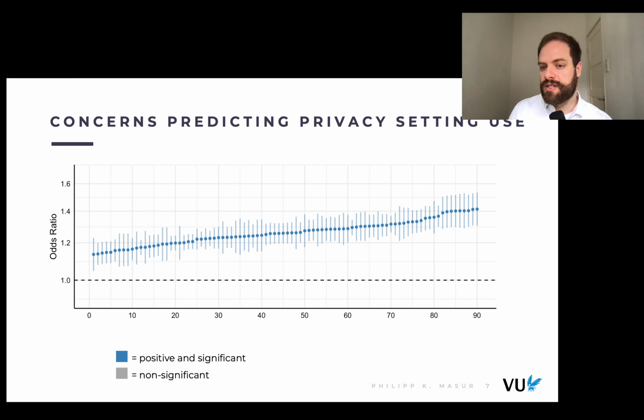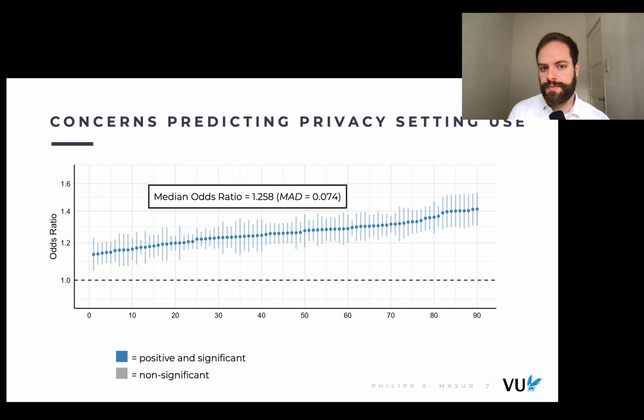a lot more consistent. Here, all specifications resulted in a positive, significant relationship, and the differences in effect sizes were not as strong. The median here was an odds ratio of 1.258.